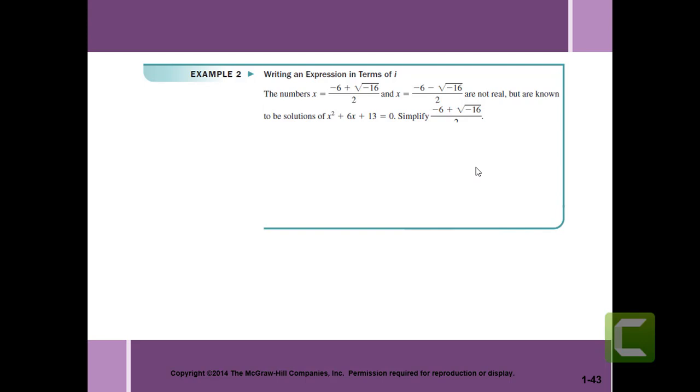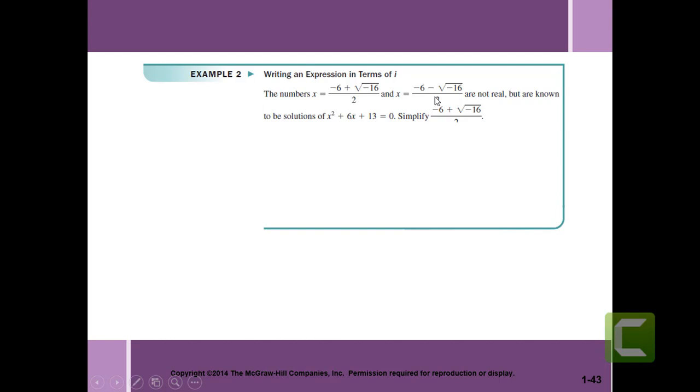So now let's look at this. Here we have x is equal to negative 6 plus the square root of negative 16, divided by 2. And so we want to simplify this too. And then we've got this other one that says x is equal to the same thing, but with a minus. So these are very similar, except one has a plus and one has a minus.